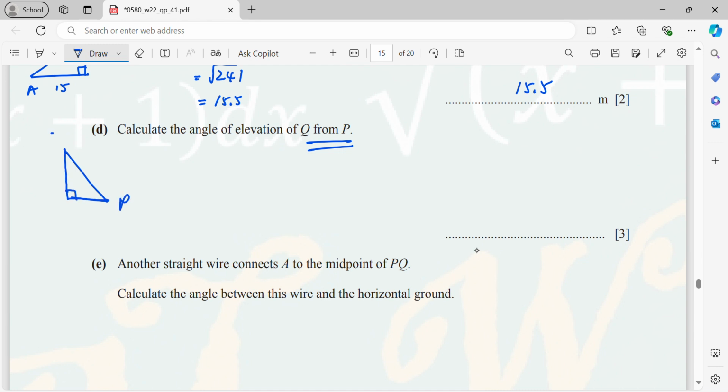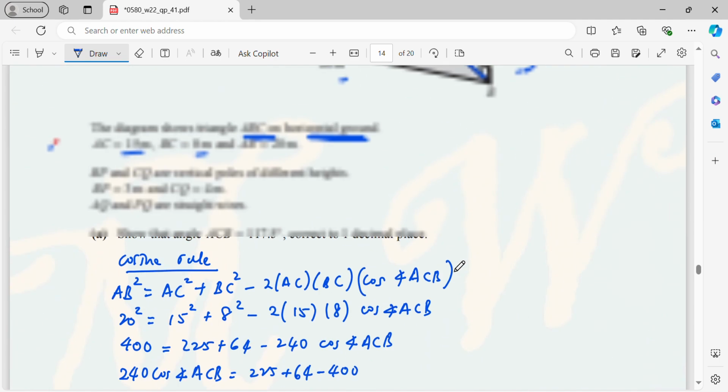This is P. This is Q. Then I need to find out what this angle is. Here is 8, and this is going to be 1. So from here, I will just write tangent alpha is 1 over 8. Therefore, alpha is inverse tangent of 1 over 8, and then you will get 7.13 degrees, which is 7.1, because the angle in degrees should be 1 decimal place. Alright? So this is how we get it.